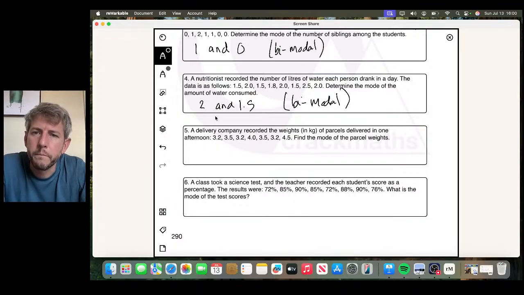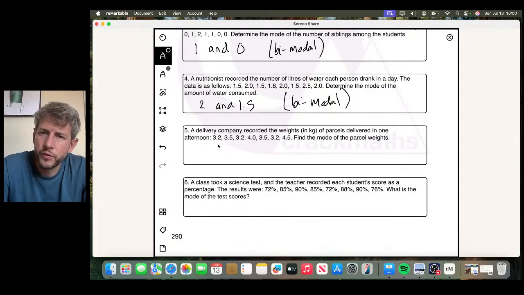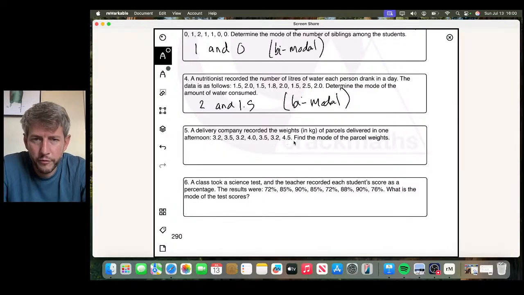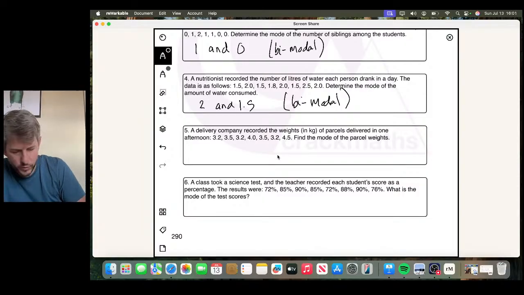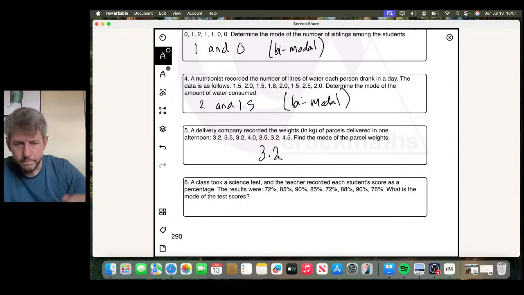Okay, right. A delivery company recorded the weights in kilograms of parcels delivered in one afternoon. Okay, and here we've got the results here. We've got 3.2, 3.5, 3.2, 4, 3.5, 3.2 and 4.5. Find the mode of the parcel weights. Okay, so we've got 1, 2, 3 3.2s, 2 3.5s, and then 1 4 and 1 4.5. So the mode for this one is 3.2. Okay, and here we go.